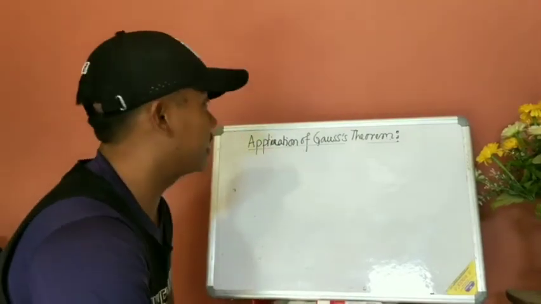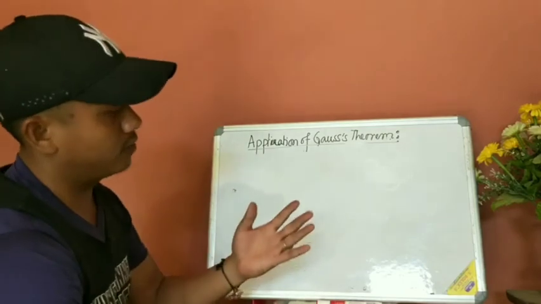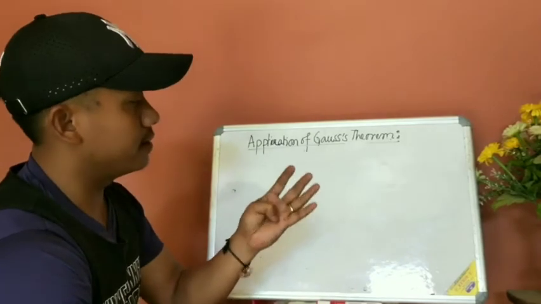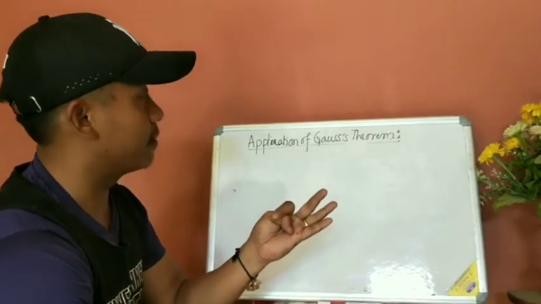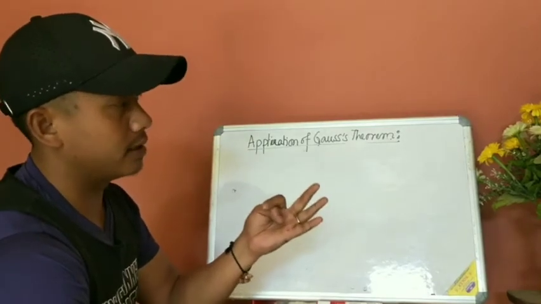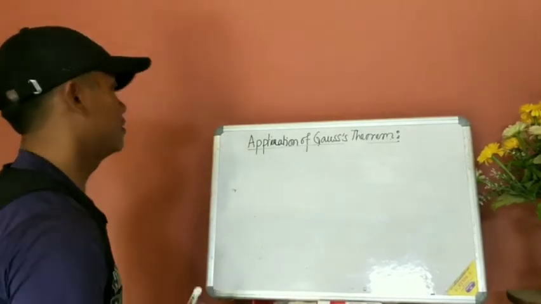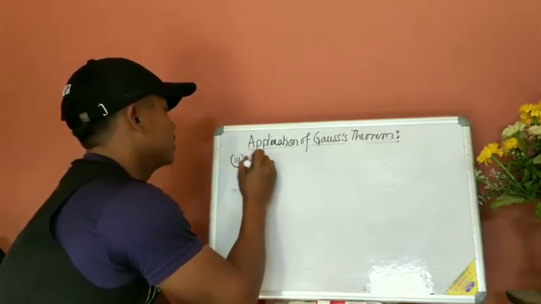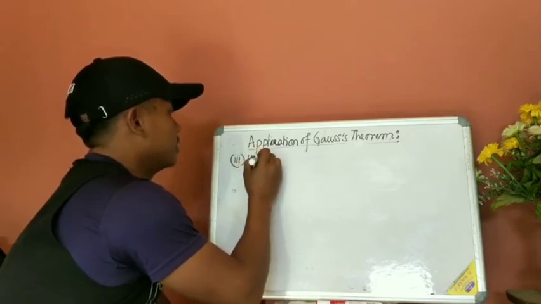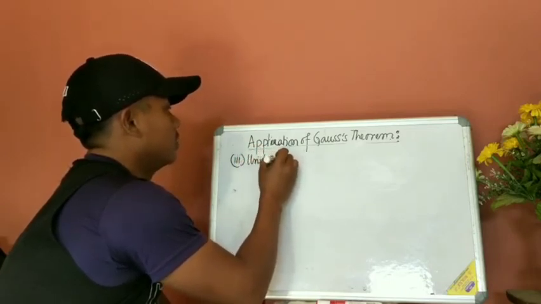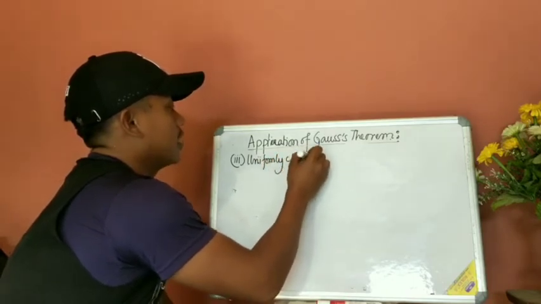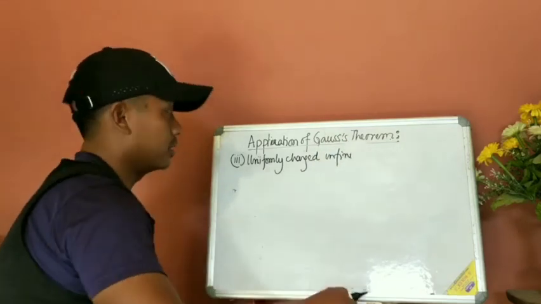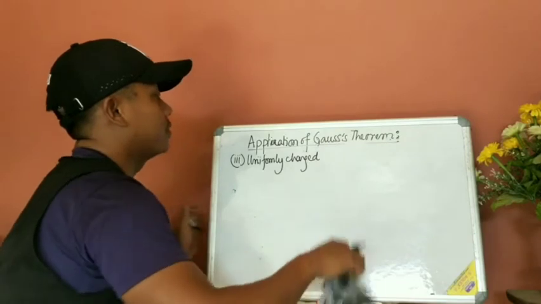Next is the third application of Gauss's theorem. We did the infinitely long straight wire as the first application, then the infinite plane sheet as the second application, and let us come to the uniformly charged spherical cell. This is the third and final application which is there in your syllabus.